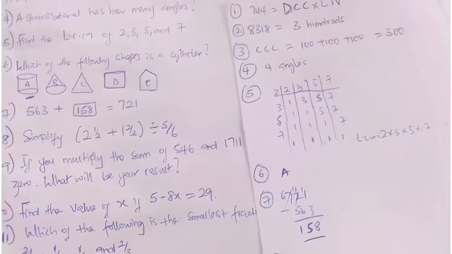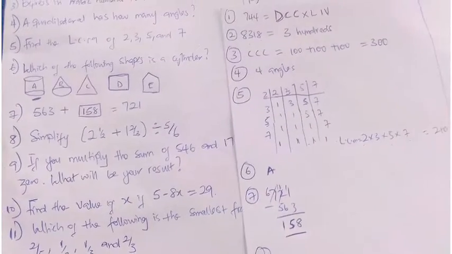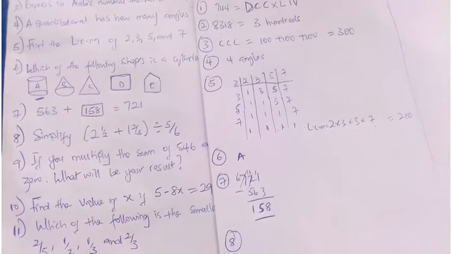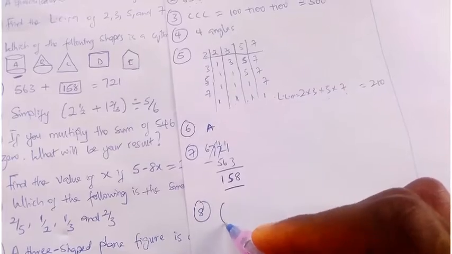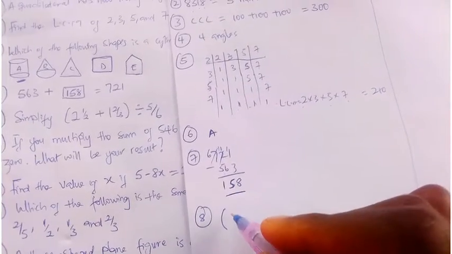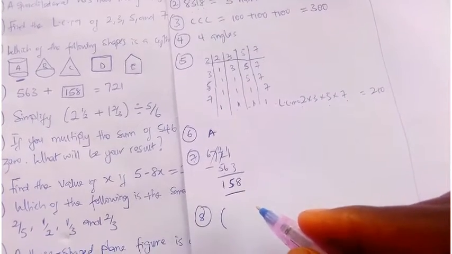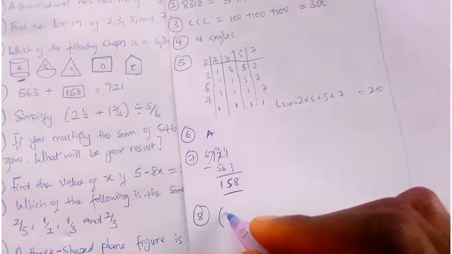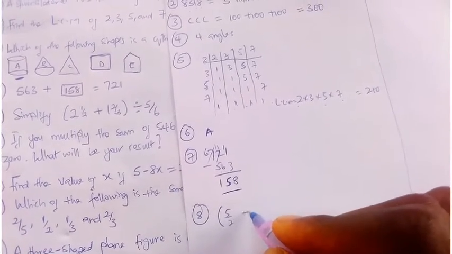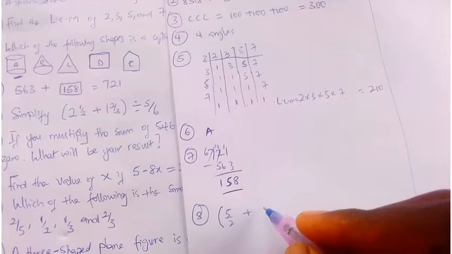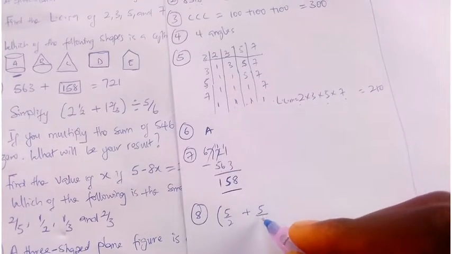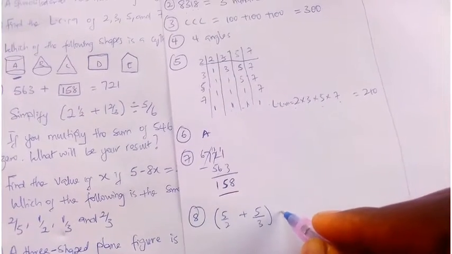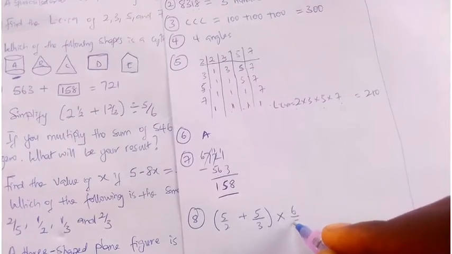Number 8 question says, simplify 2 and a half plus 1 and 2 over 3, all divided by 5 over 6. I'll first advise you to convert the mixed fractions to improper fractions. This becomes 5 over 2 plus 3 times 1 is 3, plus 2, 5 over 3. Or this now becomes times 6 over 5.